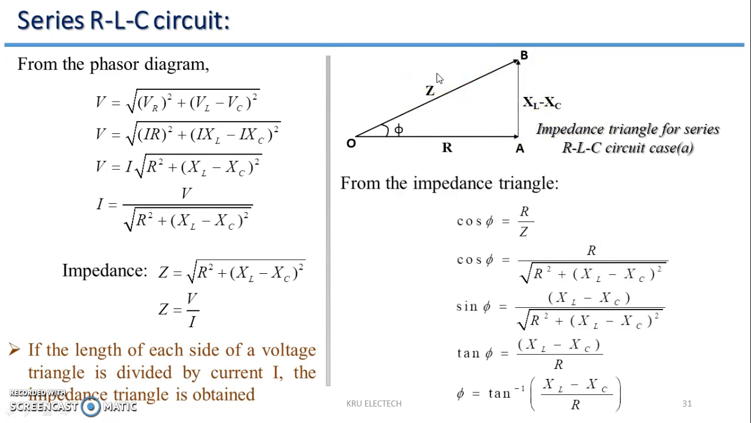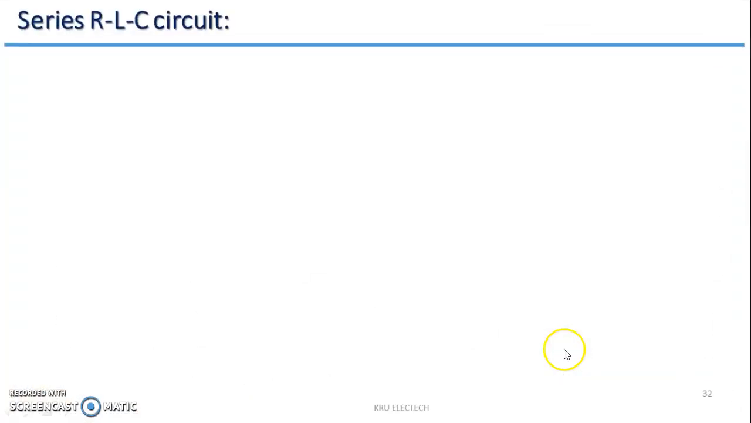Same as from the impedance triangle, if you want to find the power factor, then the power factor cos phi equals R by Z. You can directly say for the cos phi, this is the nearer side and this is the hypotenuse. Okay, so cos phi equals R by Z. This is the value of Z that is already derived previously. So if you want to find the sin phi, you just have to divide this side AB by the OB. Okay, so that is derived.